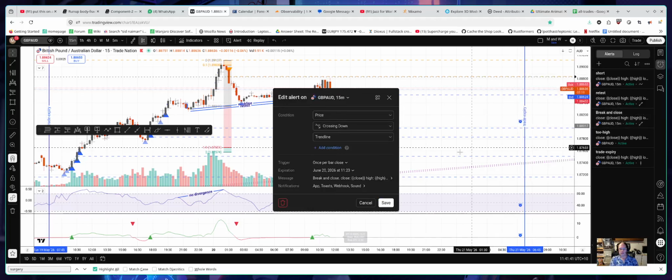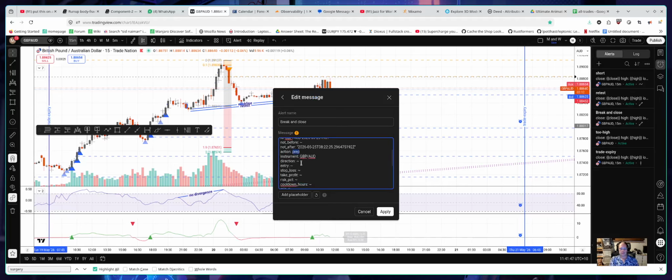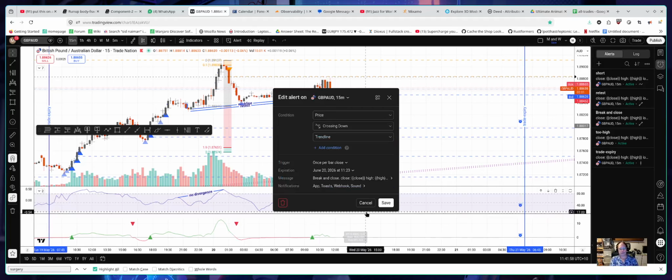Then we've got the break and close, which is this neckline. If price crosses down and closes, then it's going to create a prep action called break and close. And if there were any retests that happened before that, it clears them, because we want break and close followed by a retest.